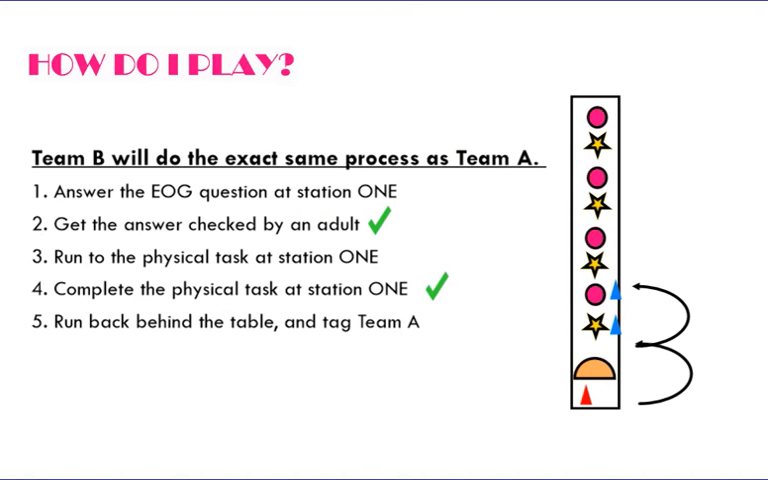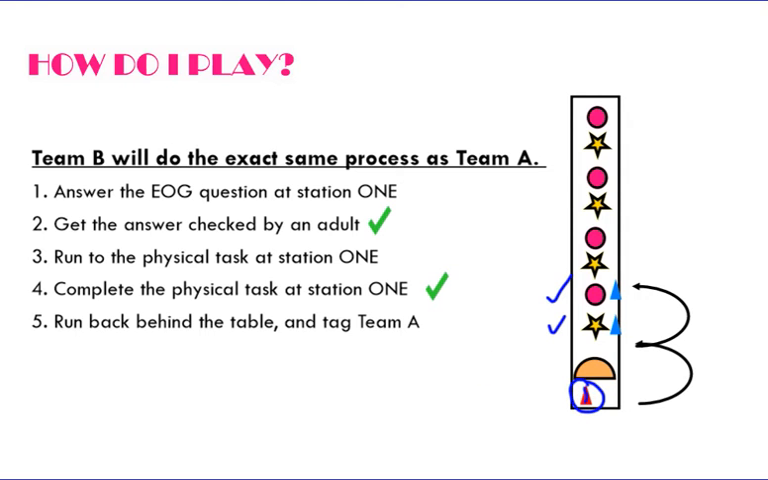Team B is then going to do the exact same thing that Team A just did. They're going to run to the first question and answer it. They must get 100% in order to move on. And then they're going to run to that first physical challenge bag and complete the physical challenge that the adult tells them to complete.